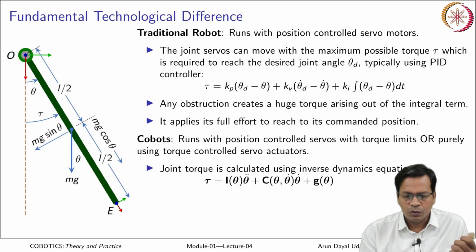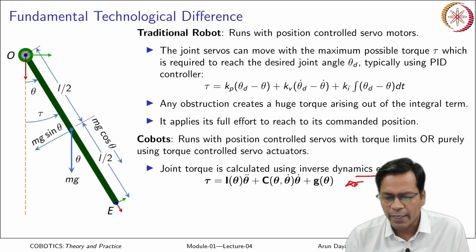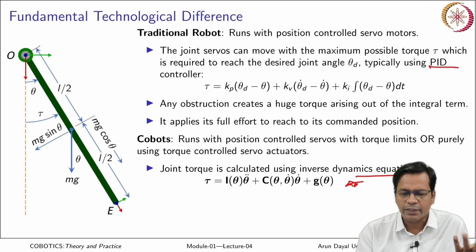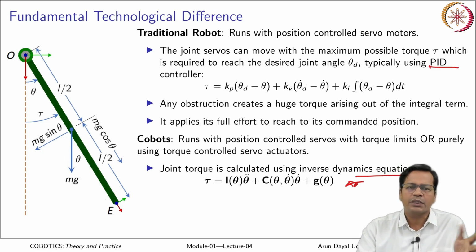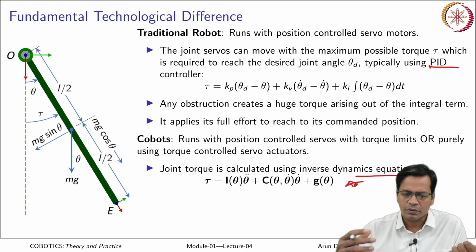Joint torque is calculated using the inverse dynamics equation. Mind it, we will be deriving this equation while we do cobot dynamics, and even this PID controller and all we will be discussing in much detail towards the end of this course, in the force control part.